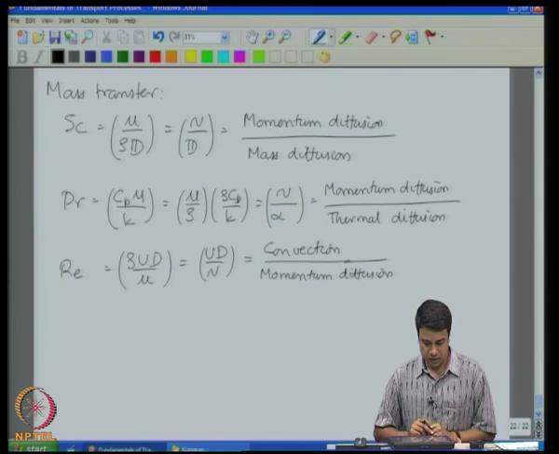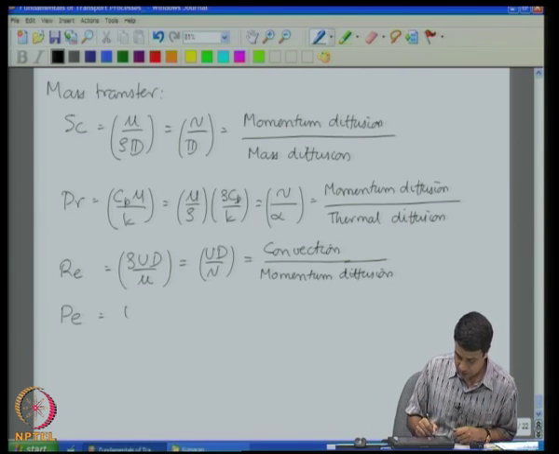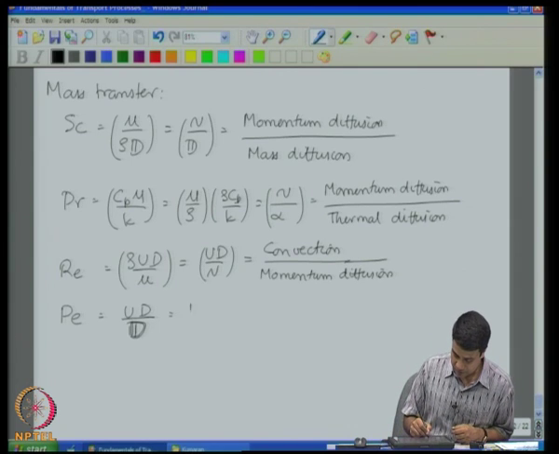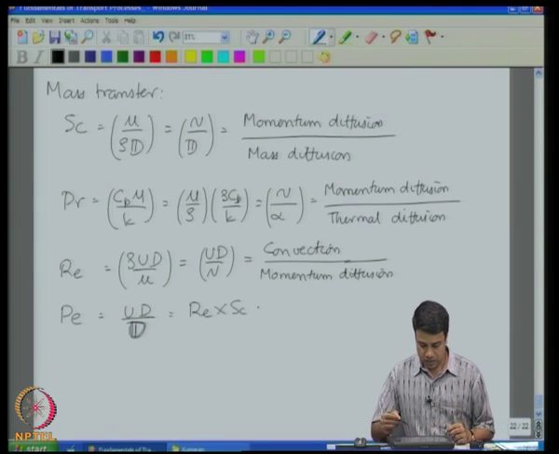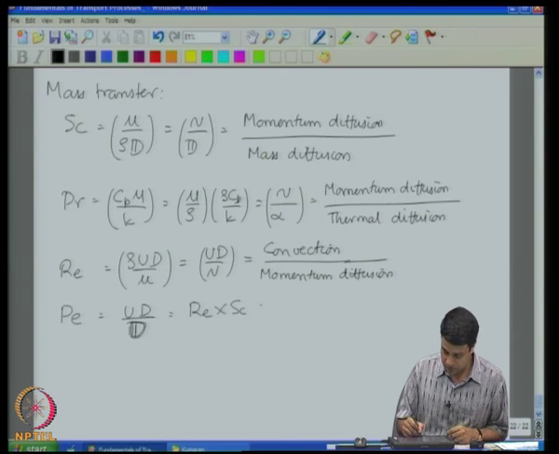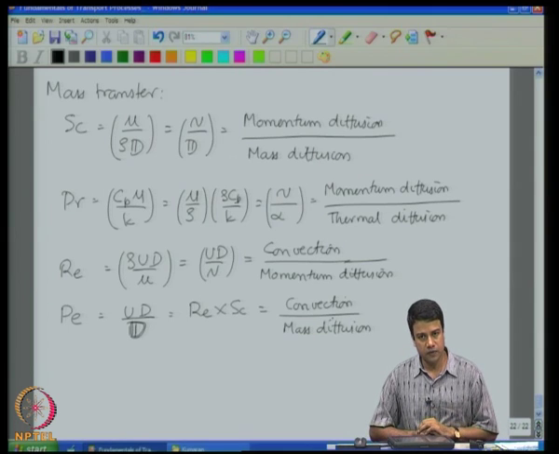From these I can get other dimensionless numbers. For example, I can get a Peclet number is equal to u d by the mass diffusion coefficient. And you can easily verify that this is equal to Reynolds number times the Schmidt number. So, convection by momentum diffusion times momentum diffusion by mass diffusion gives you convection by mass diffusion. So, this is the Peclet number for mass transport.